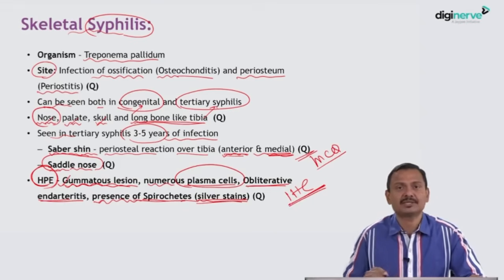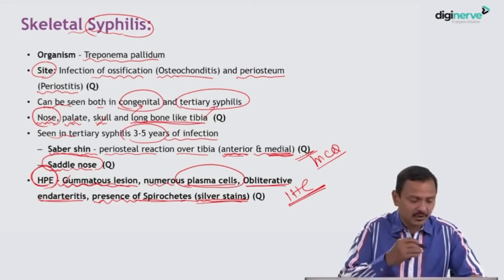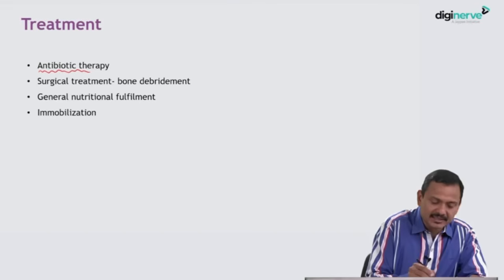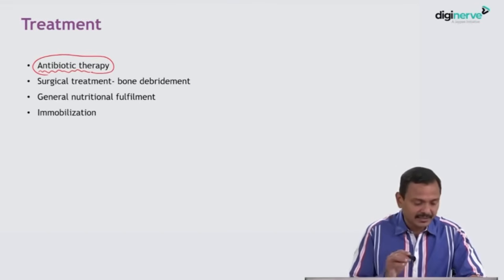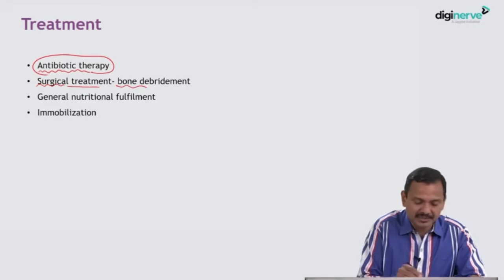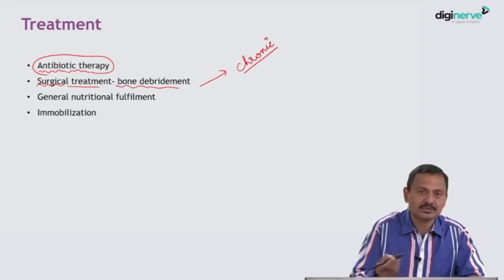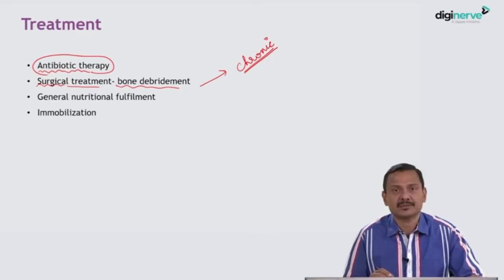So you have to remember a little bit about skeletal syphilis. Okay, with that we come to the organisms, the cause, the complications, the clinical features. Now we will see what is the treatment. Okay, so any type of osteomyelitis is first treated with antibiotic therapy, and if antibiotic therapy cannot contain it, then we need to go for surgical treatment or bone debridement, especially in chronic osteomyelitis. Okay, acute is mostly treated with antibiotic therapy, whereas chronic is treated with surgical debridement.